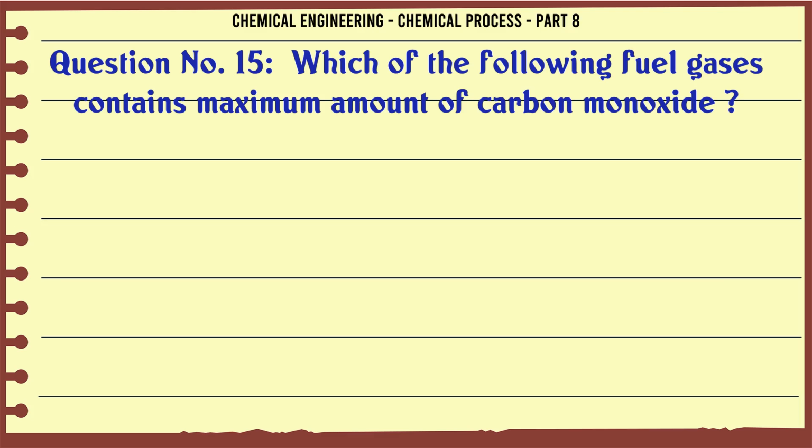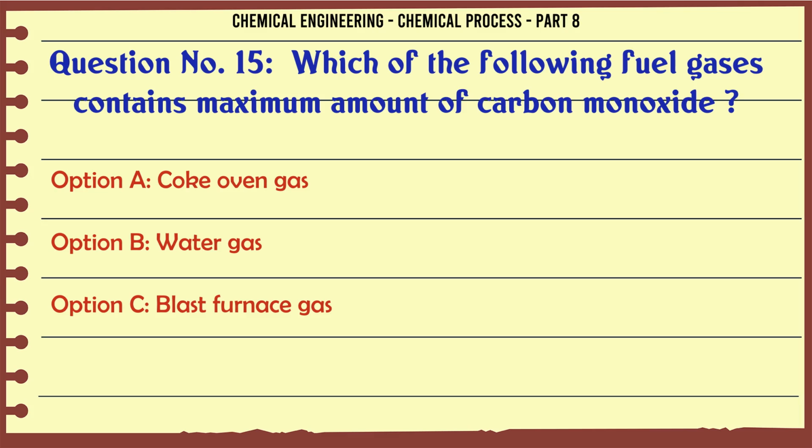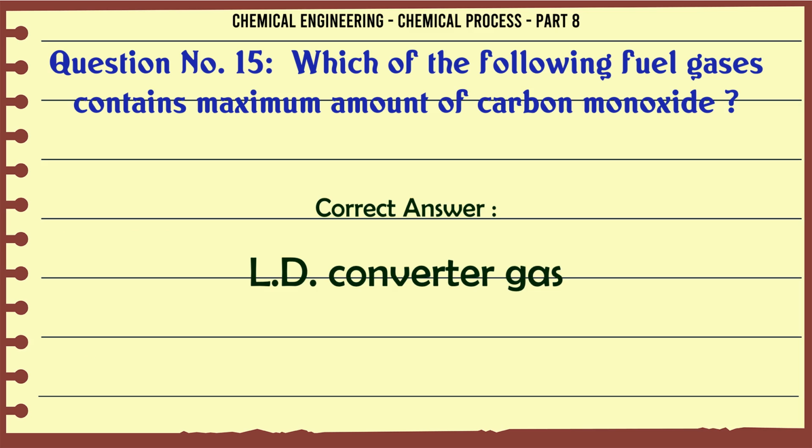Which of the following fuel gases contains maximum amount of carbon monoxide? A. coke oven gas, B. water gas, C. blast furnace gas, D. LD converter gas. The correct answer is LD converter gas.